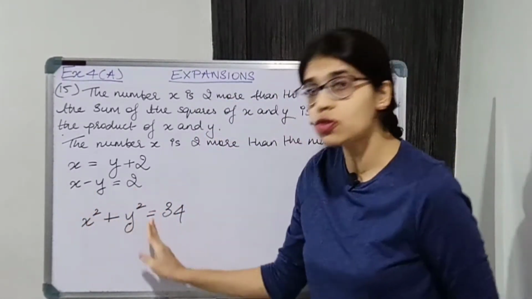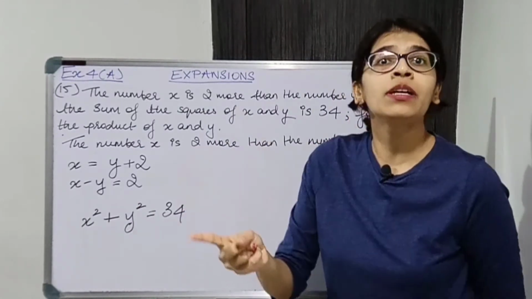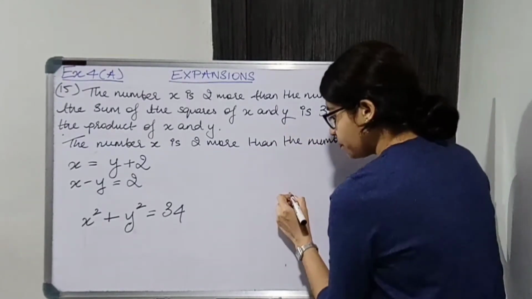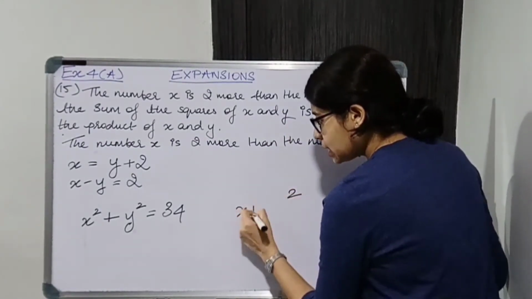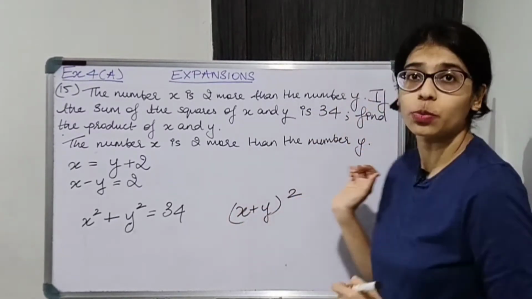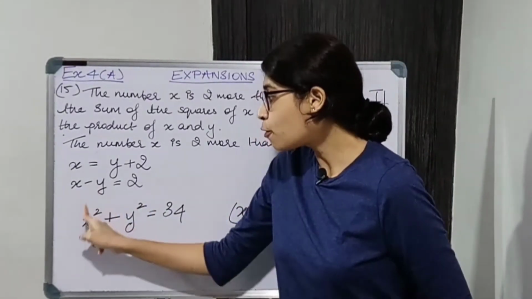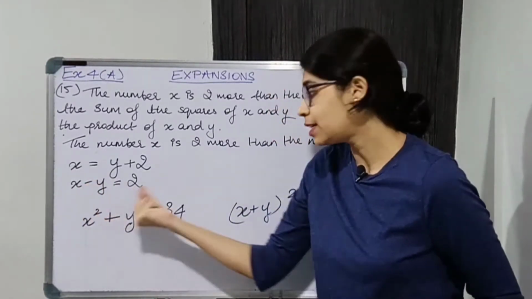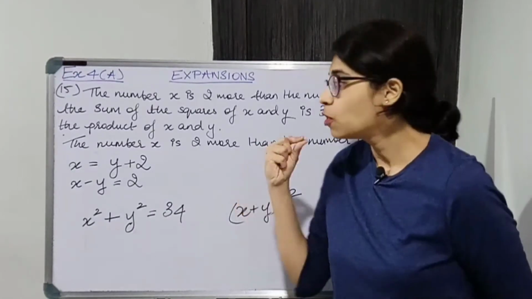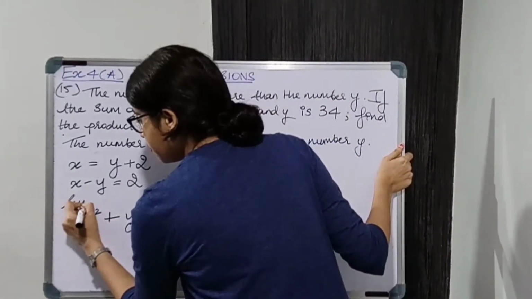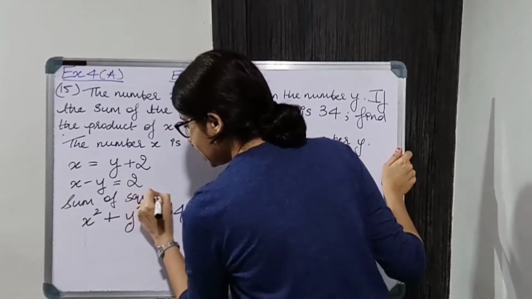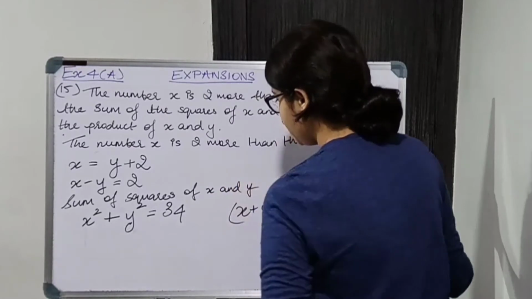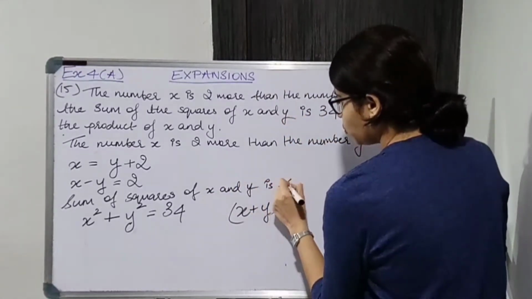Alright, so individual squares. Square of sum नहीं बोला है. If it was given that the square of sum, then it would be x plus y the whole square. But we are told sum of the squares, individual squares का sum ले रहे हैं, that is equal to 34. Alright, so you just write down sum of squares of x and y is 34.